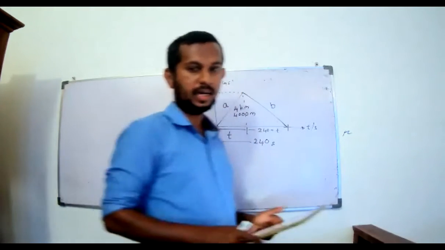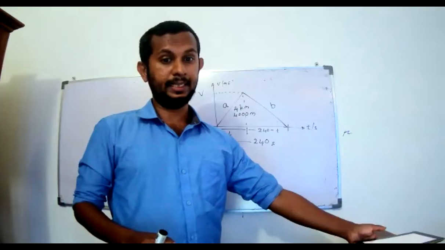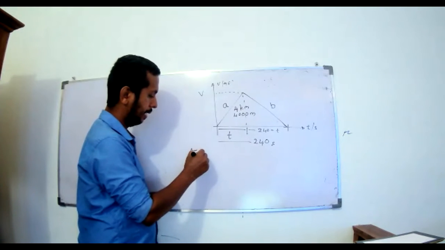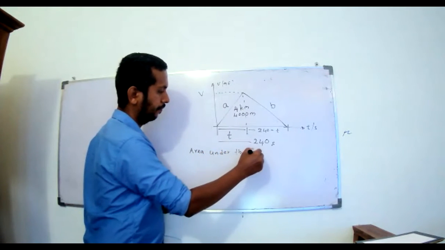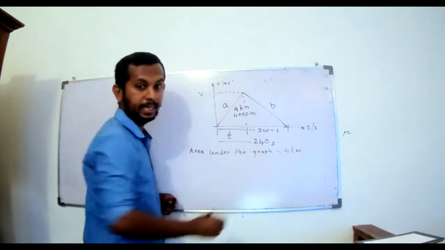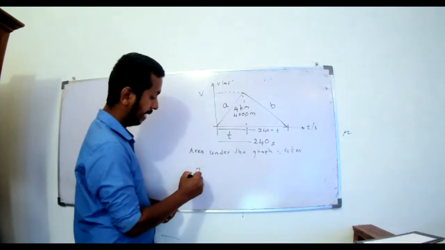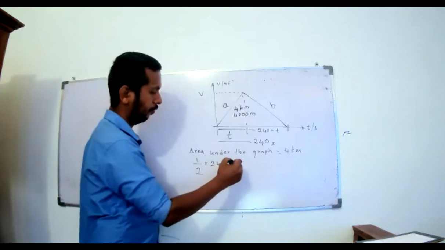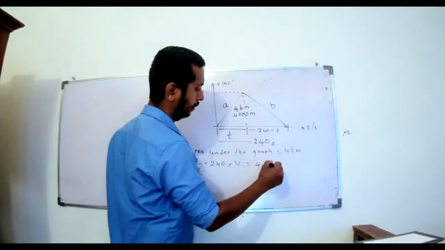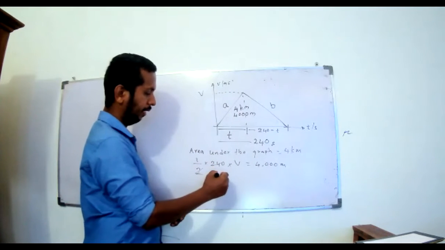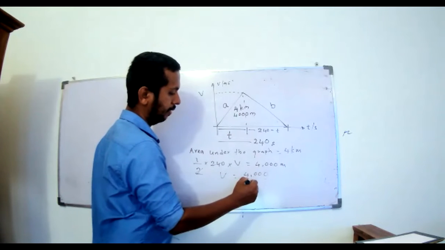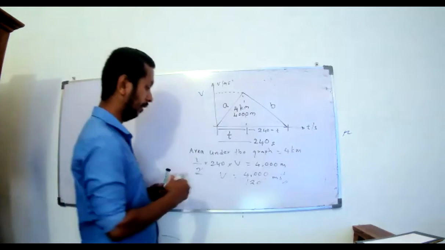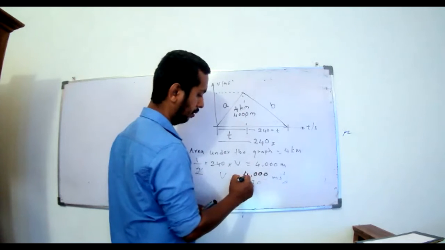So this is the initial case of the graph. We're going to find the maximum velocity, so I am going to consider the area under the graph, which is 4 kilometers. The displacement done by the train is equal to the area under the graph. This is a triangle, so half times base 240 times V. V is how much? 4,000 meters. 120 V equals 4,000, so V equals 4,000 divided by 120 ms^-1. This is the maximum velocity.